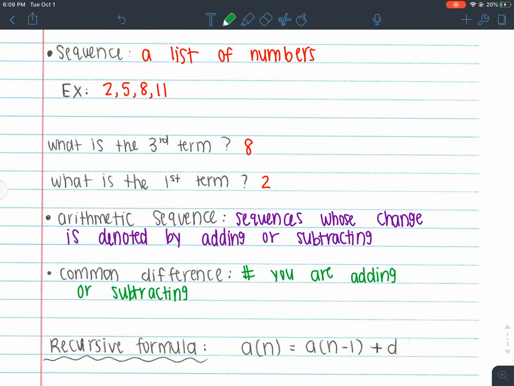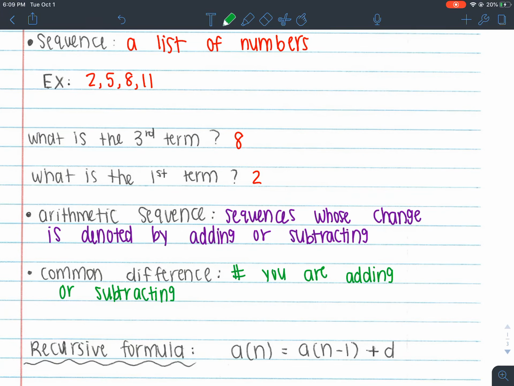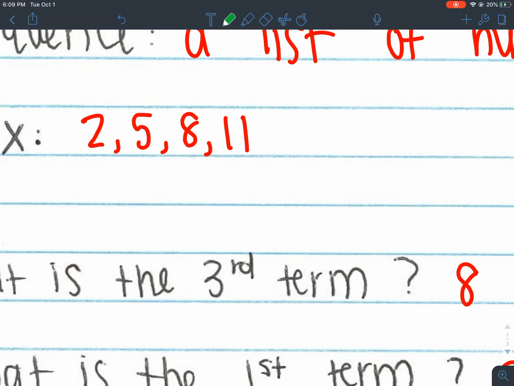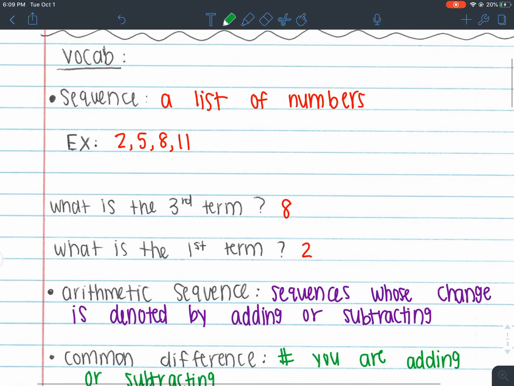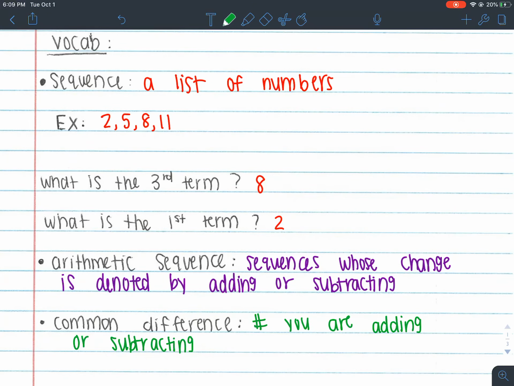So let's look at the sequence we had earlier. 2, 5, 8, 11. Is this an arithmetic sequence? I'm going to say yes. And the reason why I say yes is because I'm constantly adding a number to get from term to term. I'm adding 3. 2 plus 3 is 5. 5 plus 3 is 8. 8 plus 3 is 11. So I'm adding 3 constantly. So here, yes, it's an arithmetic sequence. And the common difference would be positive 3 because I'm adding 3.